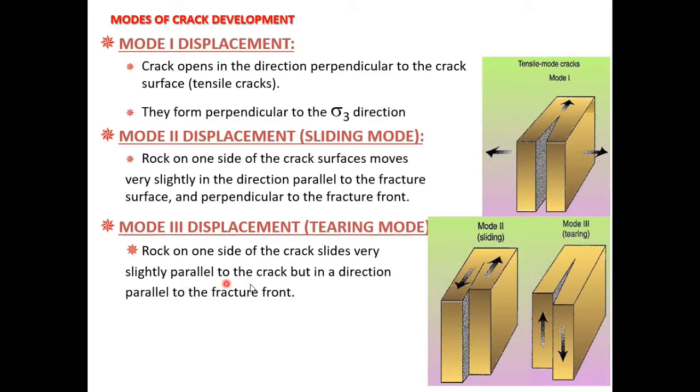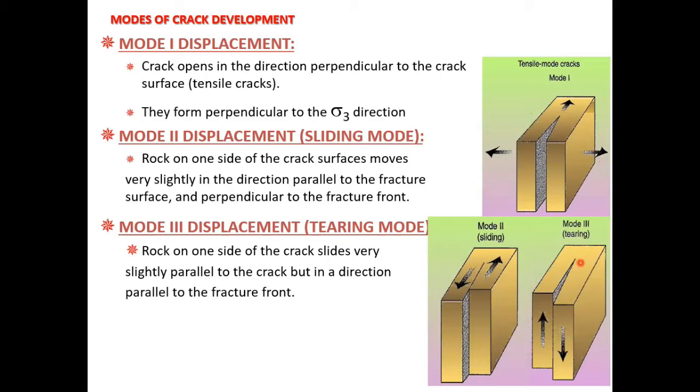rock on one side of the crack slides very slightly parallel to the crack, but in a direction parallel to the fracture front. So it is exactly like tearing paper. One side of the block can be dropping down and at the same time sliding. It can be an oblique motion.